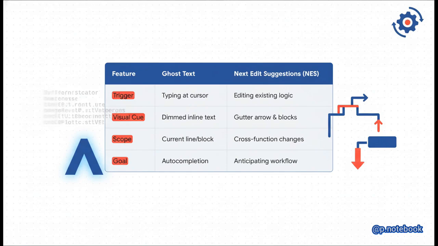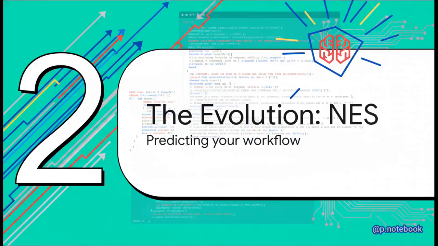So this table right here, this is the perfect pivot point. It lays out the 2 worlds so clearly. On one hand, you have ghost text. It's triggered by typing, it looks like dimmed text, it works on your current line, and its main goal is just autocompletion. But then you have Next Edit Suggestions. That's triggered by editing your code. It uses these little visual cues, it works across your entire file, and its goal is to anticipate your whole workflow. All right, let's move on and see how this all gets to the next level.